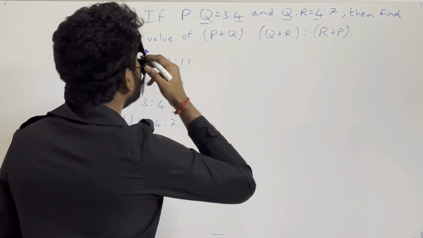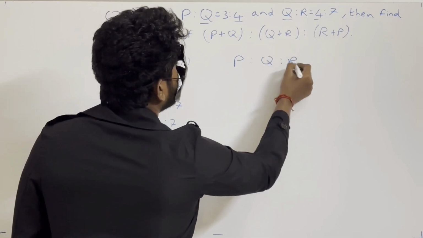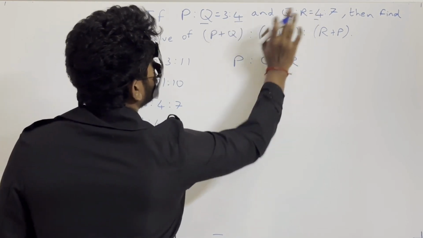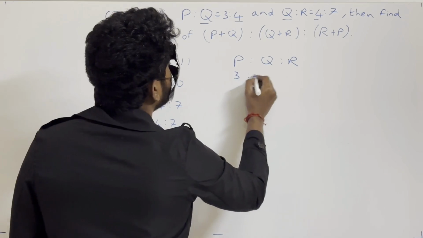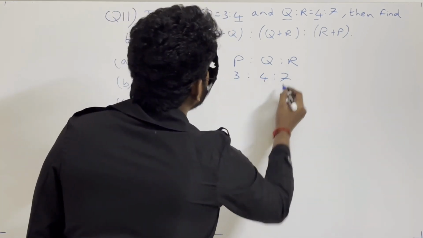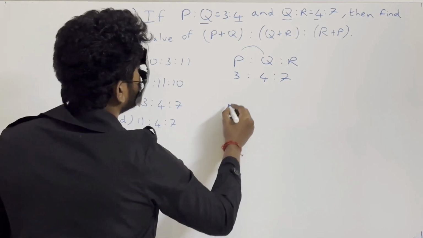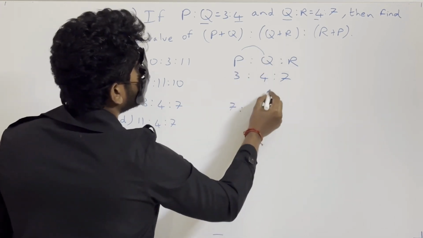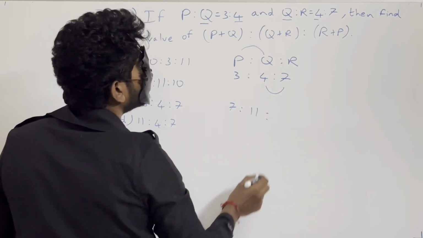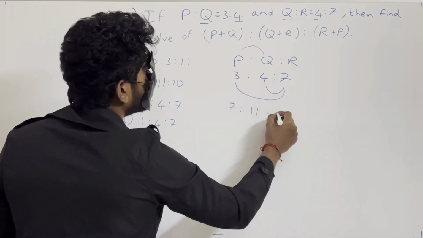So I can directly write P is to Q is to R. Q is common in these two, and 4 is same. And here also it is 4, here also it is 4. So I can directly write it is nothing but equal to 3 is to 4 is to 7. Now what he has asked is P plus Q. P plus Q is nothing but this plus this, right? It's nothing but equal to 7 is to Q plus R is nothing but this plus this. 7 plus 4 is 11, and is to R plus P. R plus P is nothing but these two. 7 plus 3 is 10.